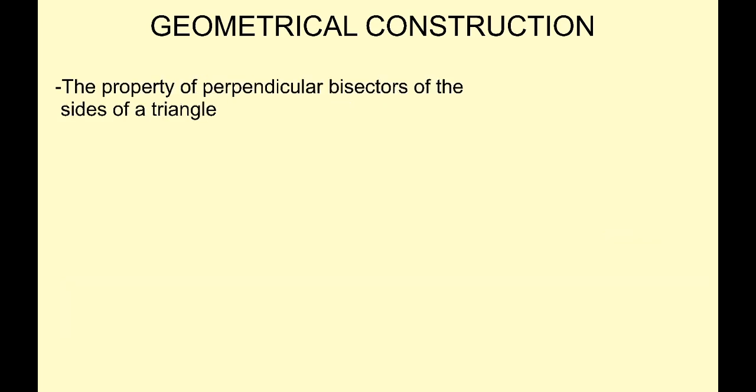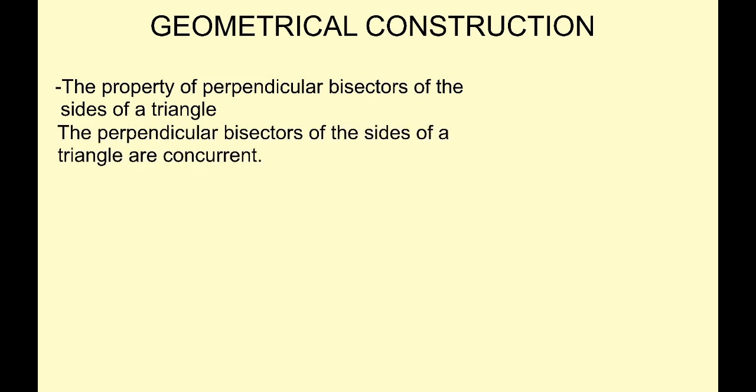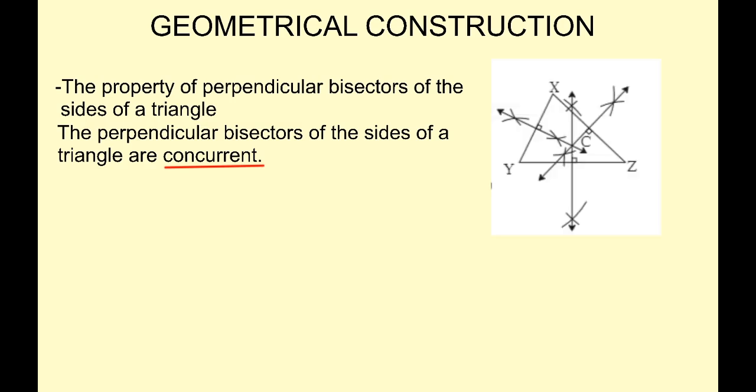The property of perpendicular bisectors of the sides of a triangle. The perpendicular bisectors of the sides of a triangle are concurrent. Here, the meaning of concurrent is a set of lines which intersect each other exactly at the same point. In this figure, you can see that the perpendicular bisectors of the sides are concurrent. The point of concurrence is C.